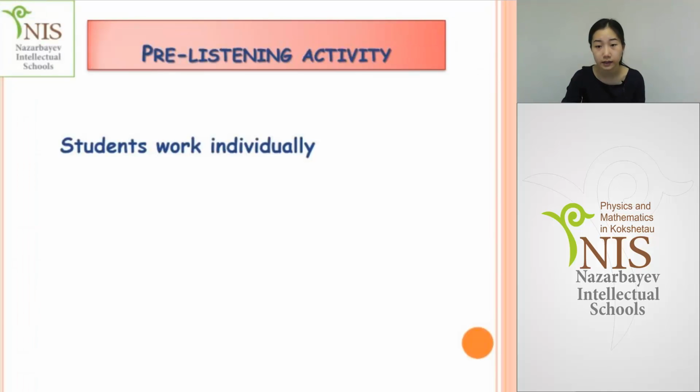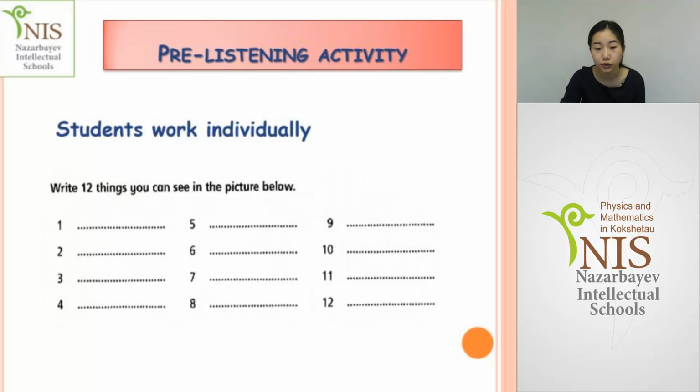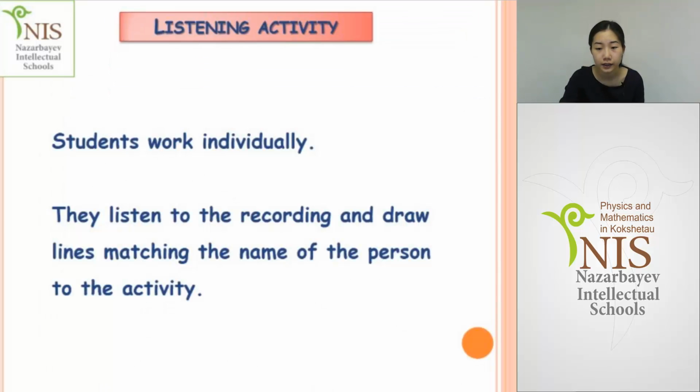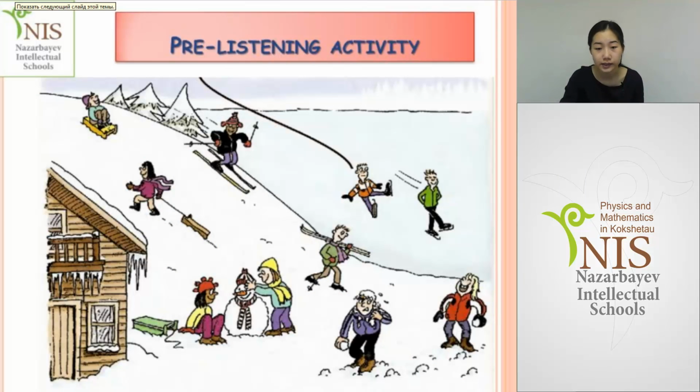Now we are moving on to listening, and we should do a pre-listening activity. In this activity students work individually. The first thing they do, they have a picture and they need to write 12 things they can see in the picture below. And here is the picture. For example, students can write like it was in the previous exercise. They can write skiing, sledding, ice skating, or whatever they see in the picture. The pre-listening activity will help them to do the while-listening activity.